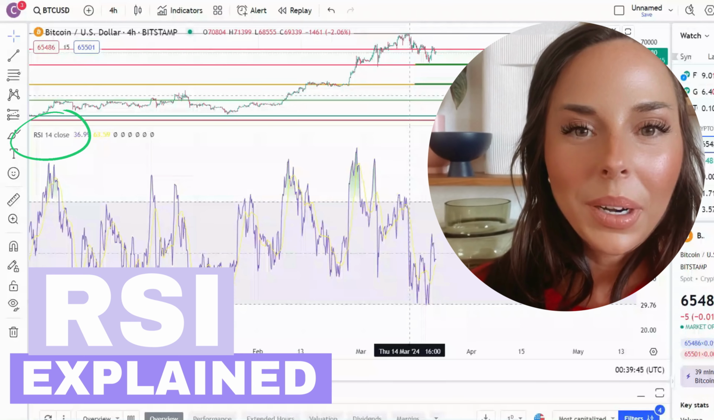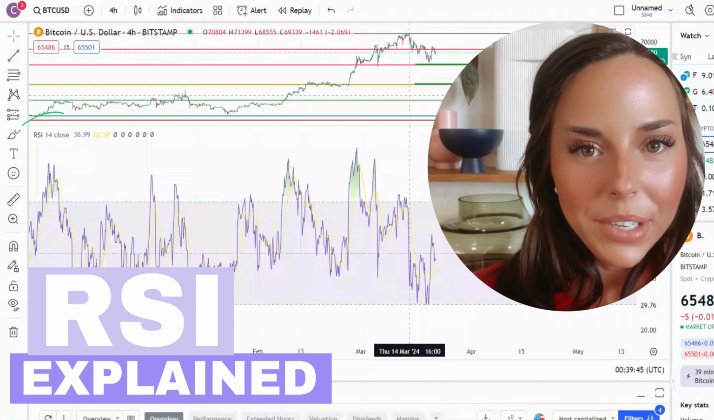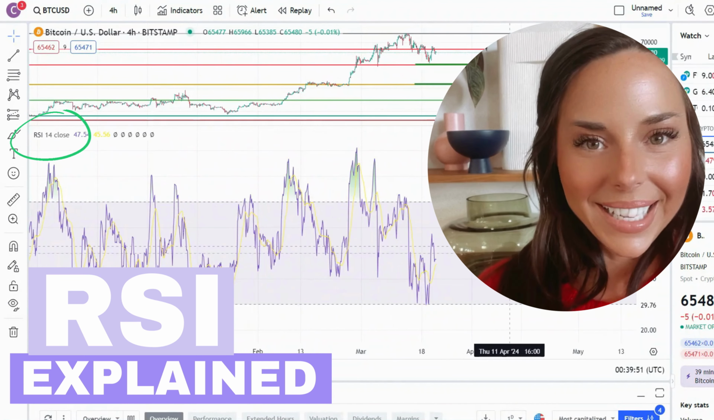Today I'm going to cover one of the most powerful tools on TradingView, and that is the RSI indicator.